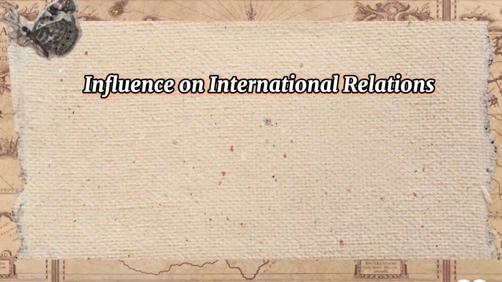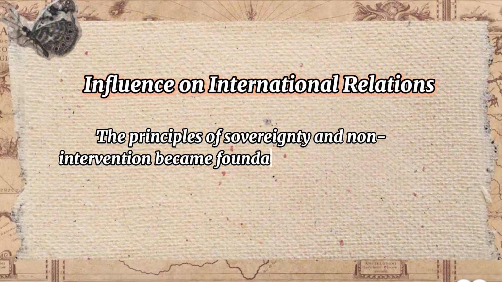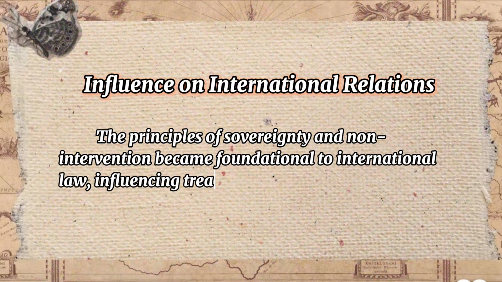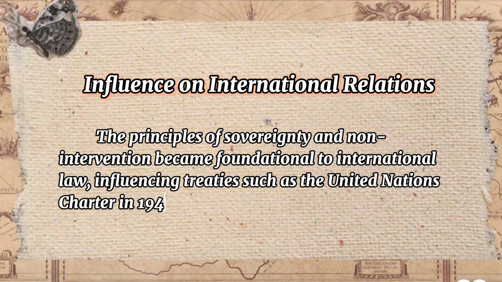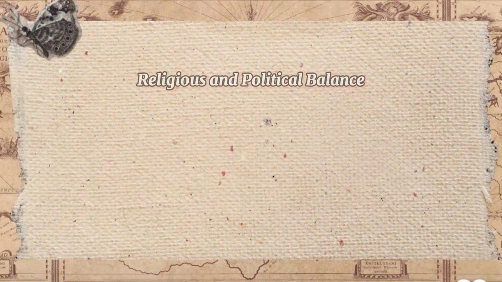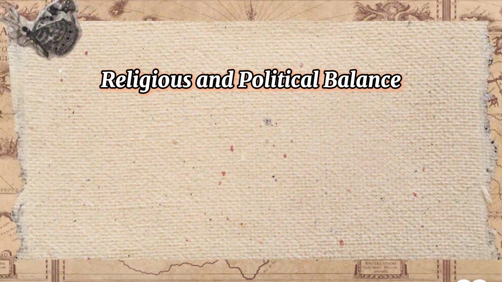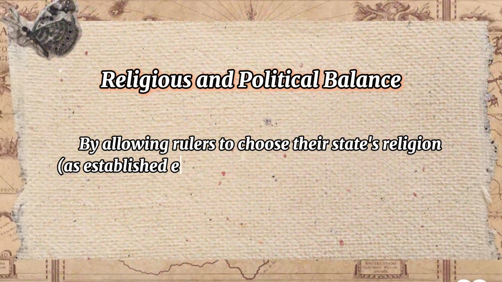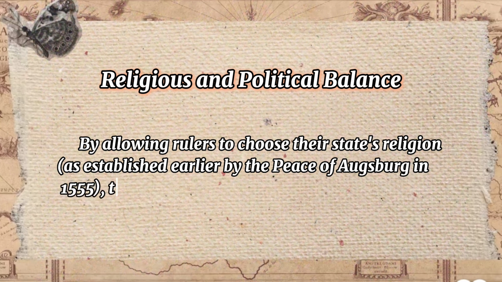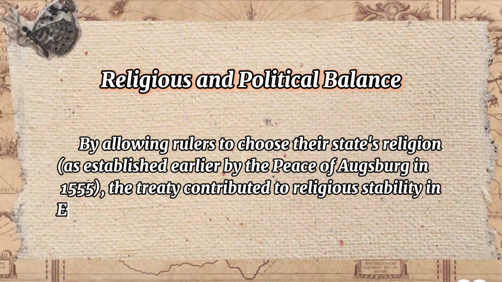Influence on international relations. The principles of sovereignty and non-intervention became foundational to international law, influencing treaties such as the United Nations Charter in 1945. Religious and political balance. By allowing rulers to choose their state's religion, as established earlier by the Peace of Augsburg in 1555, the treaty contributed to religious stability in Europe.